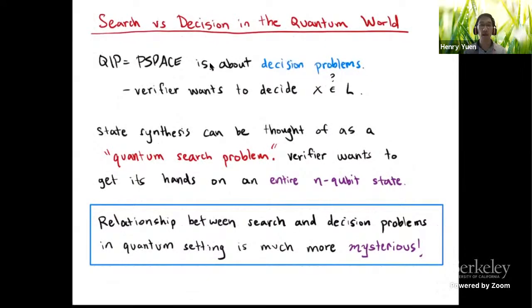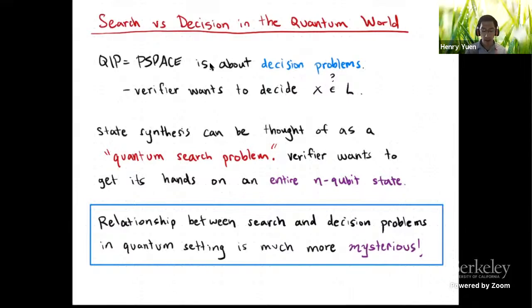Well, this starts to run into this distinction between quantum tasks and, let's say, classical computational tasks. Or another way to put it is, this is really coming to the difference between search and decision problems in the quantum world. So the theorem QIP equals PSPACE is a result about decision problems. The verifier in this setting wants to verify whether some input x is in some language L, and that's just a decision problem. It has a yes or no answer.